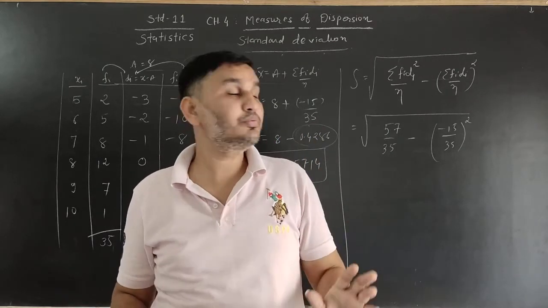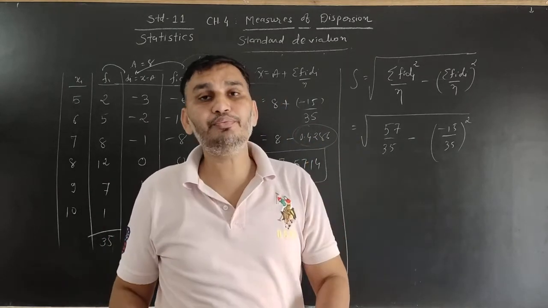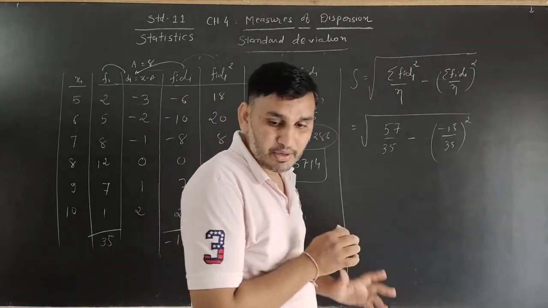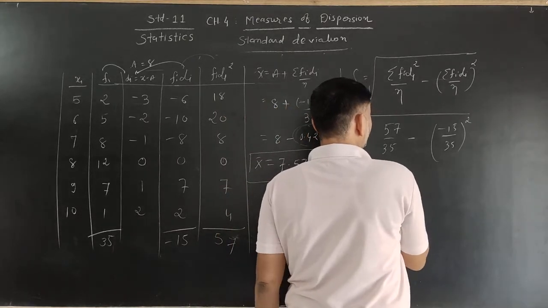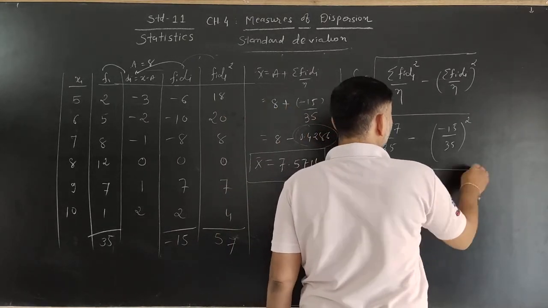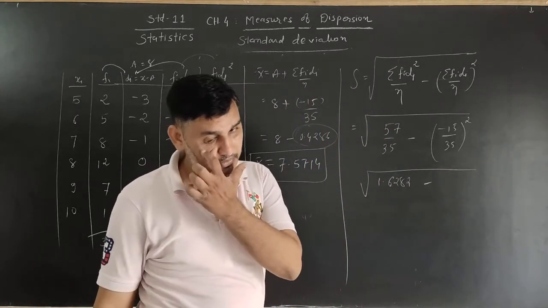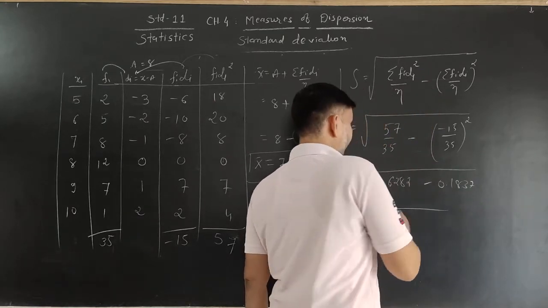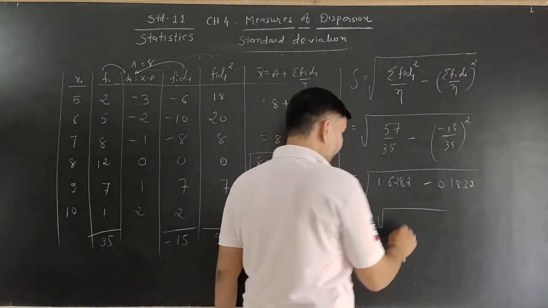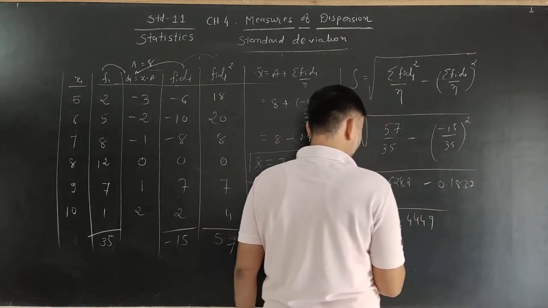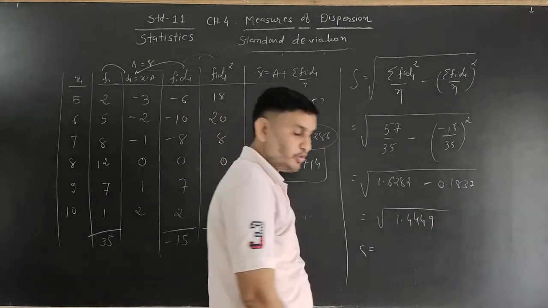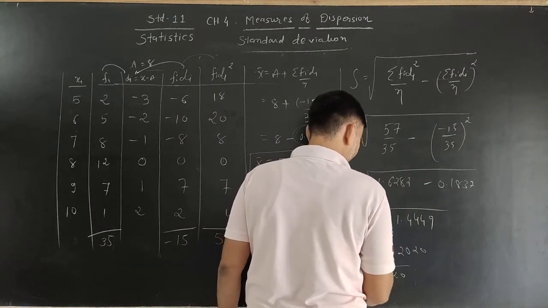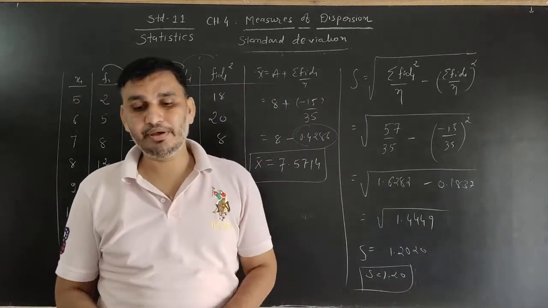Calculation is 0.4286 into 0.4286. Whatever your answer is, you have to record it there. 0.1837 is coming. 1.6282 minus 0.1837. So the answer is 1.449, and the standard deviation is equal to 1.2020. That is, s is equal to 1.20. That is the answer, and that's very simple.